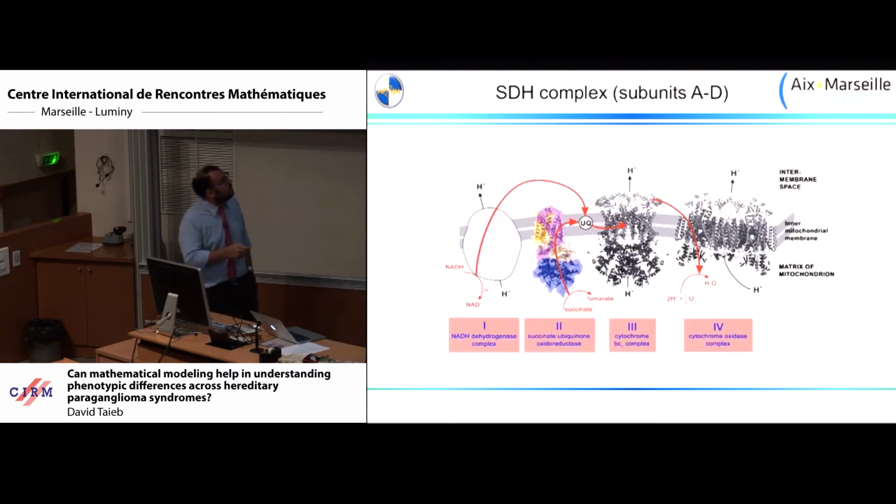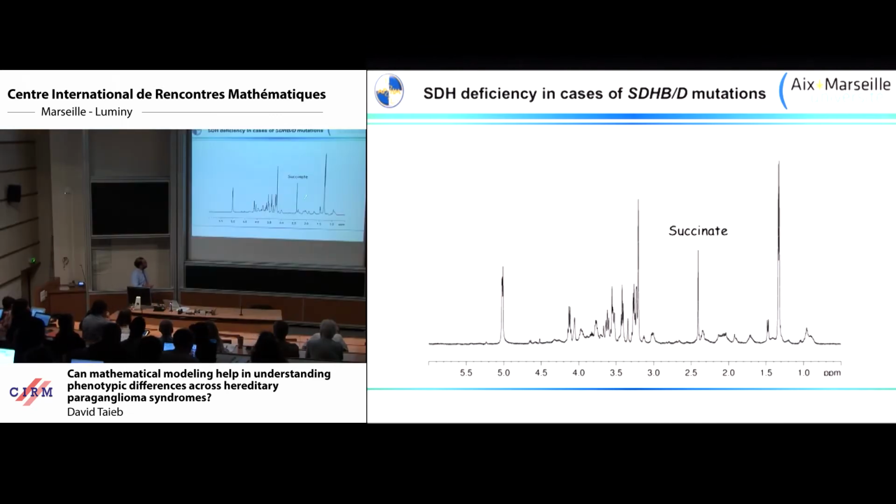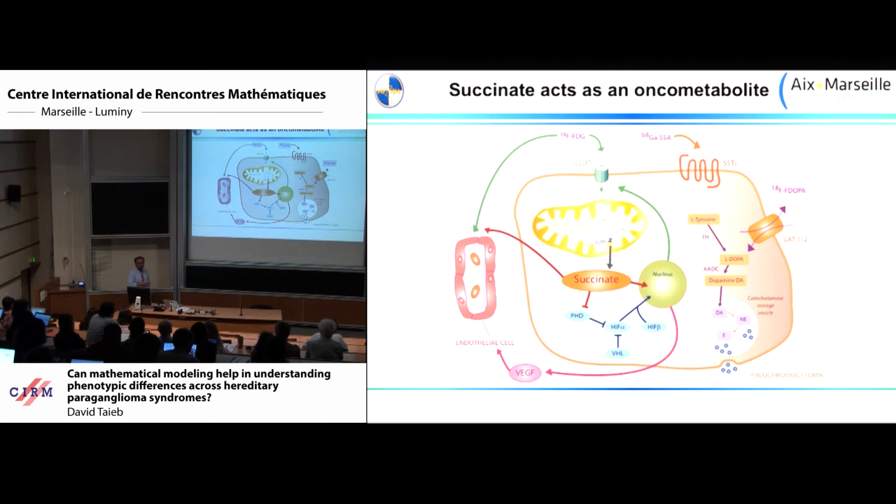SDH is a complex with four subunits: A, B, C, D. Mutations in B or D are the leading cause, but whatever the gene involved in the disease, you will have a complete loss of the protein. The substrate of the enzyme is succinate, so you will have an SDH deficiency and an accumulation of succinate, and this is clearly shown here with highly elevated values of succinate. Succinate acts as an oncometabolite and contributes to various pathways involved in this tumor, including the activation of vascular growth and proliferation.